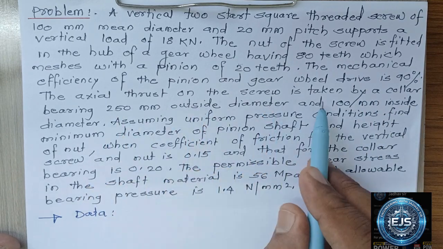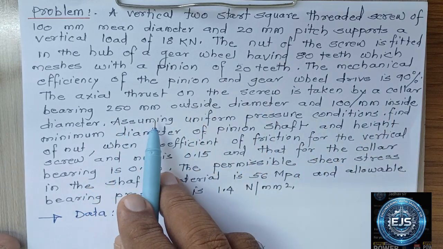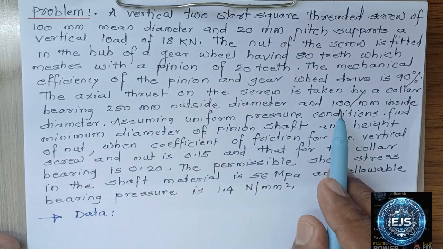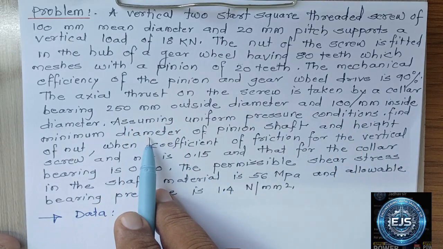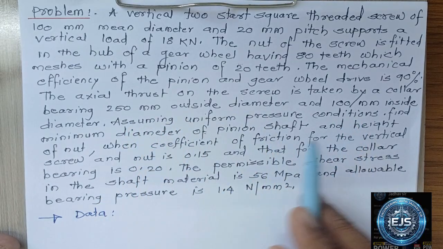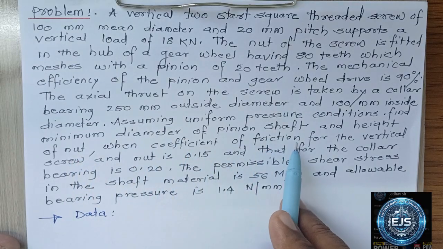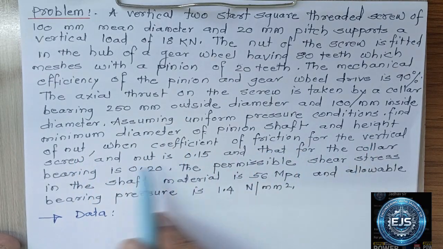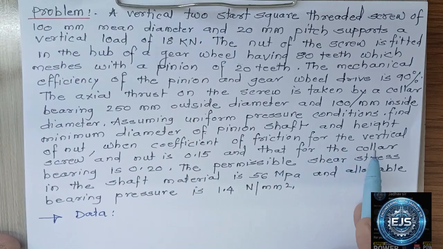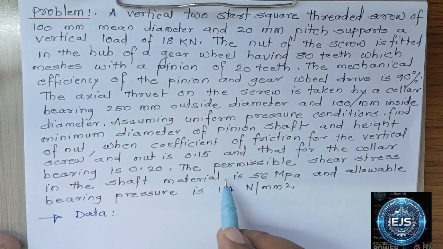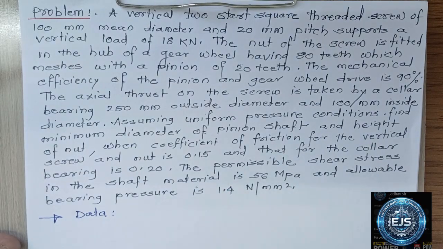The axial thrust on the screw is taken by a collar bearing whose outside diameter is 250 mm and inside diameter is 100 mm. By assuming uniform pressure condition, find the minimum diameter of the pinion shaft and height of the nut when the coefficient of friction for the vertical screw and nut is 0.15 and that for the collar bearing is 0.20. The permissible shear stress in the shaft material is 56 megapascal and the allowable bearing pressure is 1.4 Newton per mm square.